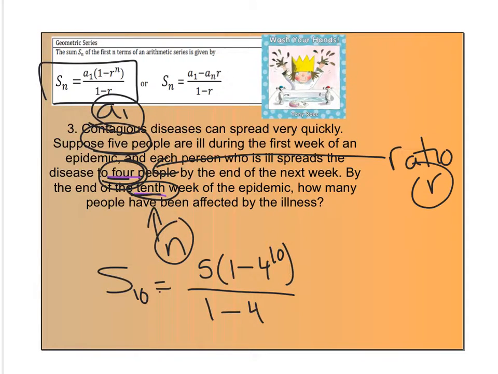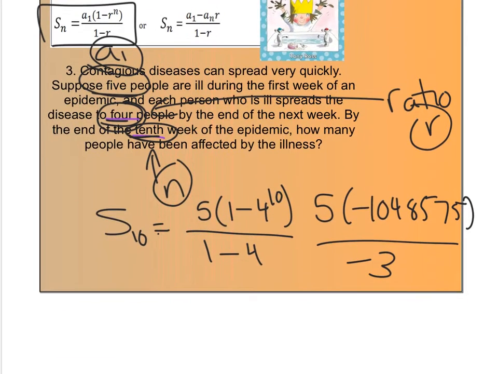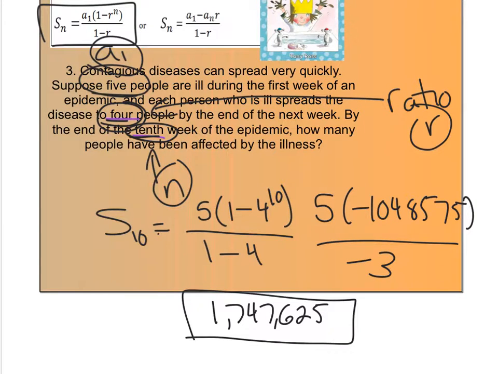1 minus that is going to be 5 times negative 104,875 all over negative 3. So when I multiply that times 5 and divide it by negative 3, I get 1,747,625. So it's going to be spreading to 1,747,625 people. So that's going to go pretty fast.